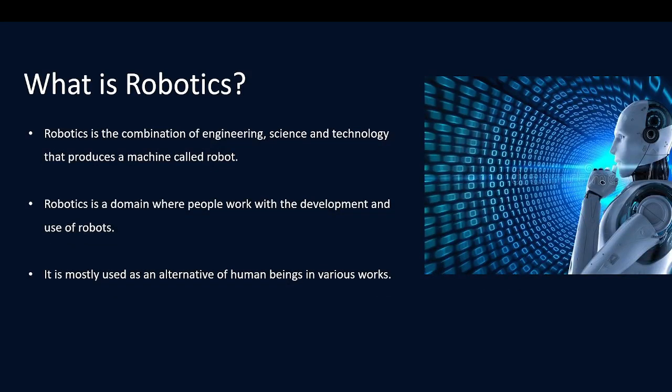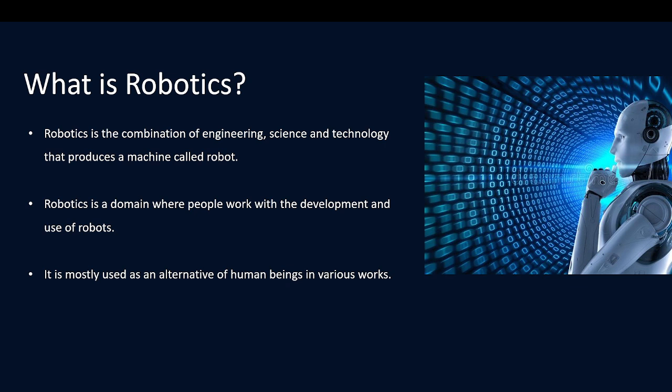Robotics is a combination of engineering, science and technology that produces machines called robots. A robot in general is a machine or a program that performs tasks automatically. It can be physical, that is a hardware robot, or virtual, a software robot, and is designed to reduce human effort by doing repetitive, difficult, or dangerous work.